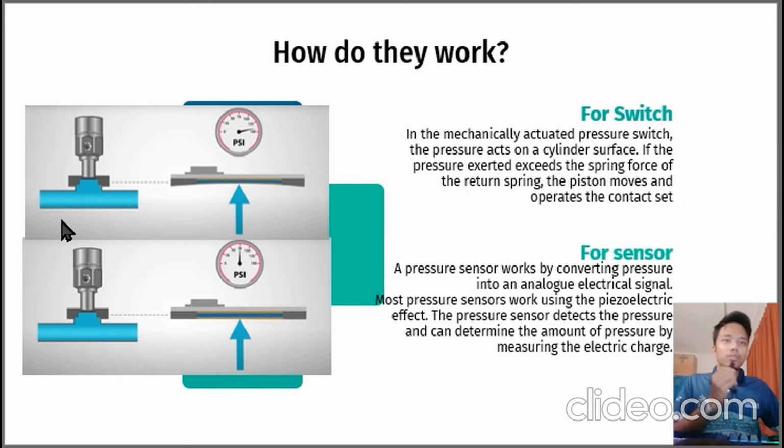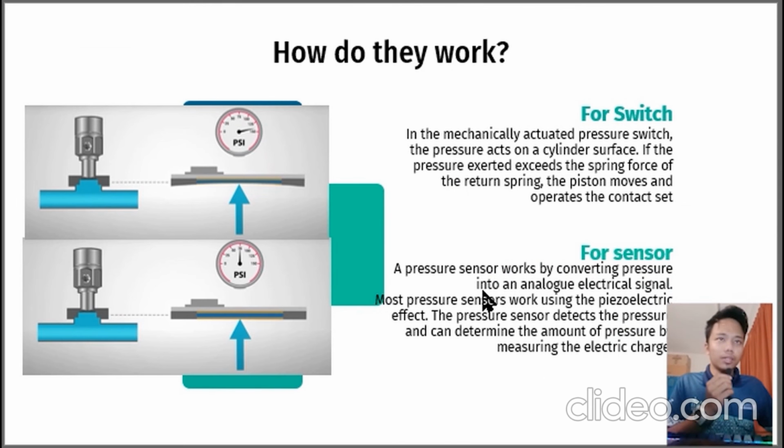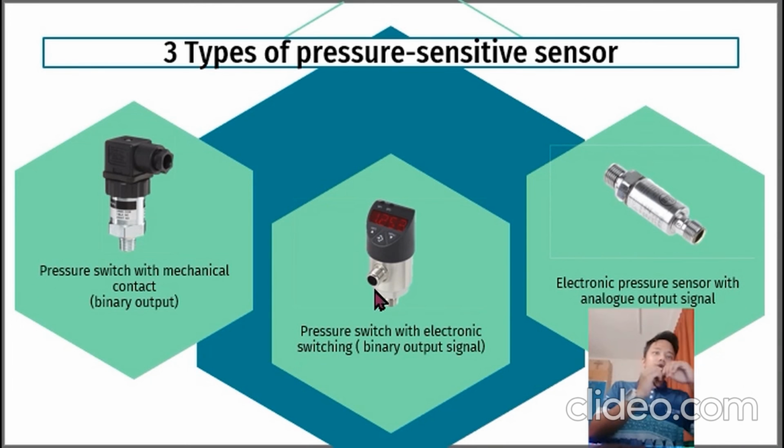So the next slide. There are three types of pressure sensitive sensor. One, pressure switch with mechanical contact, which has binary output. Two, pressure switch with electronic switching, binary output signal. And three, electronic pressure sensor with analog output signal.